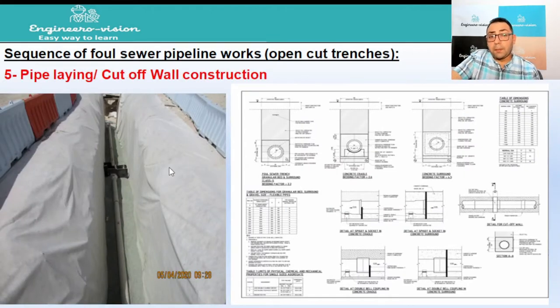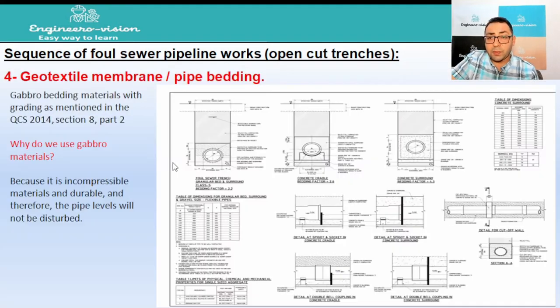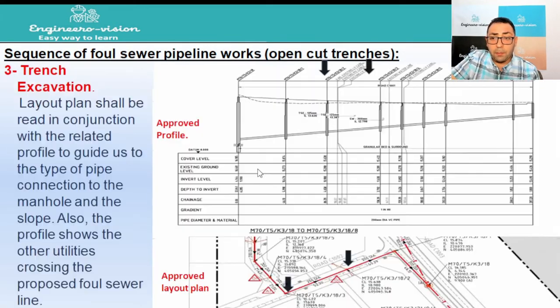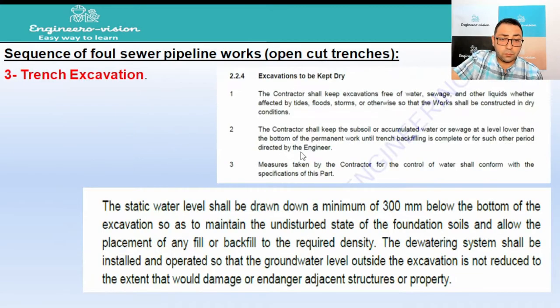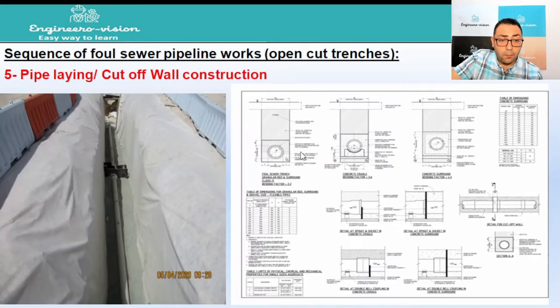Then we'll go for pipe laying and cut-off wall construction. Pipe laying simply will be done as per the layout drawing, as I have mentioned before. Pipe laying from this manhole to this manhole, and the connection to the manhole as shown in the profile. And this is the cut-off wall.